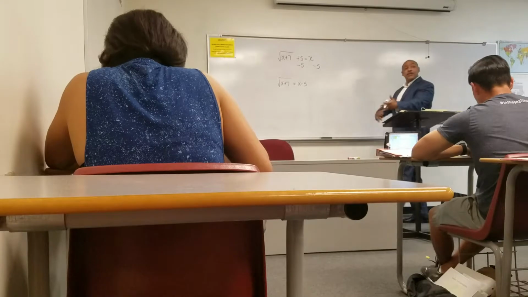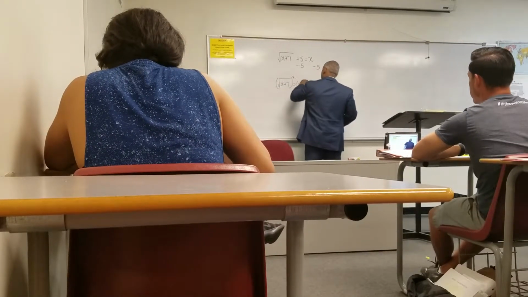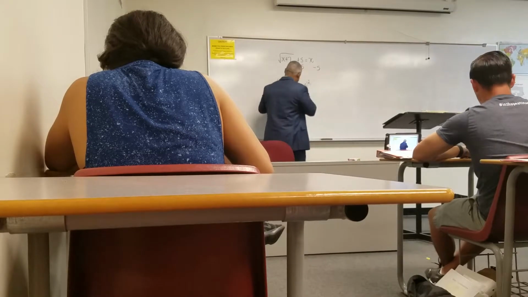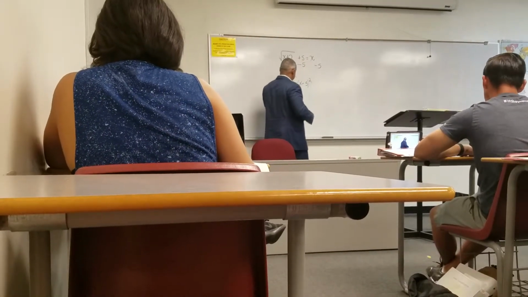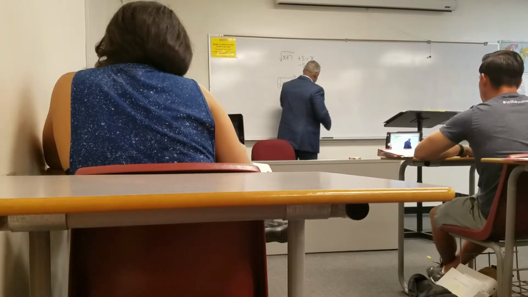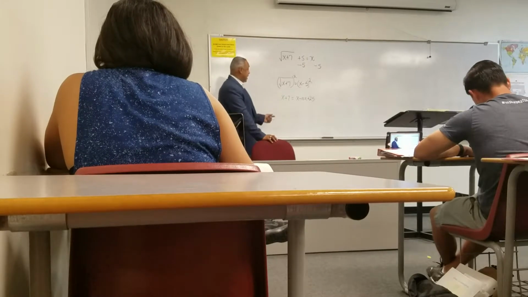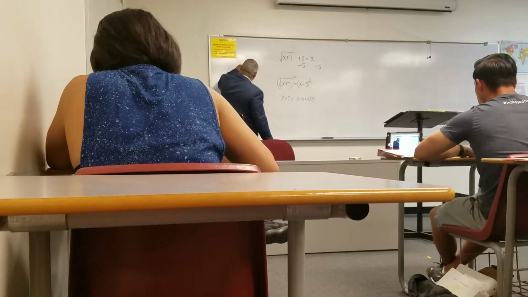So if you square one side, you got to square the next. Always do the same thing. So you square this, you square that. So this side becomes x plus 7. This side becomes x squared minus 10x plus 25, right? I squared it. FOIL method. X minus 5, x minus 5, right?